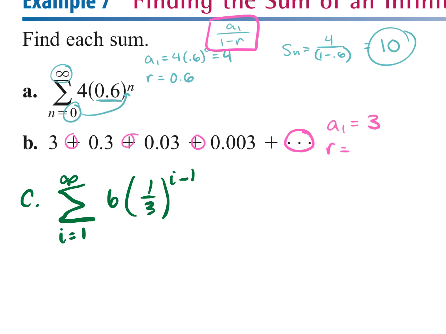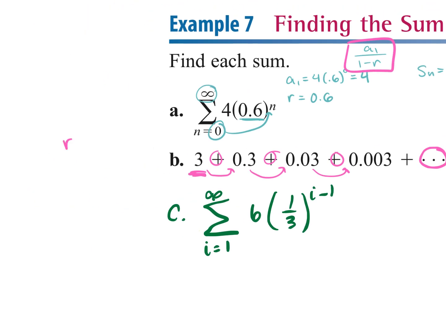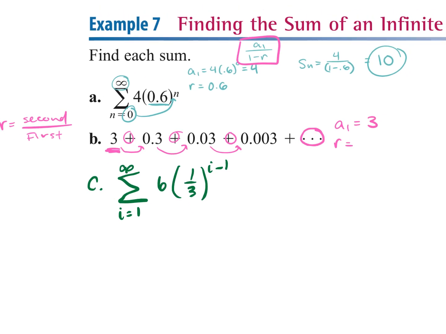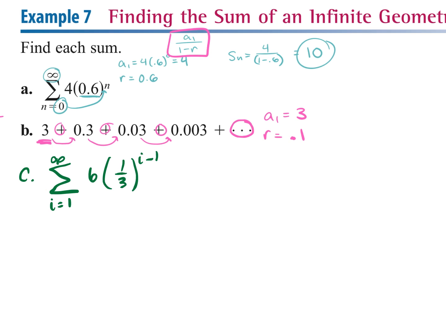3, perfect, right here. 3 is our first term. To find our common ratio, when we want to see what are we multiplying to get from one term to the next term, we can put that in our calculator. To find our common ratio, we do the second term divided by the first term. So we would do 0.3 divided by 3. What do we get for r? 0.1. Perfect.